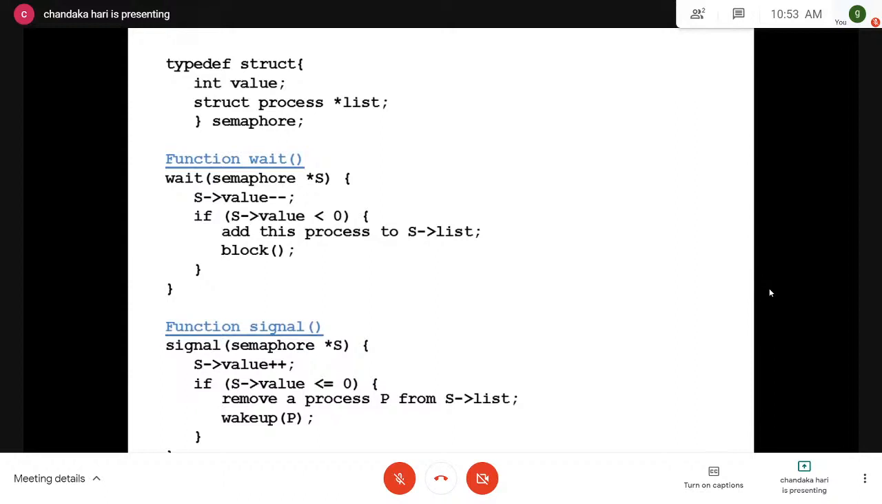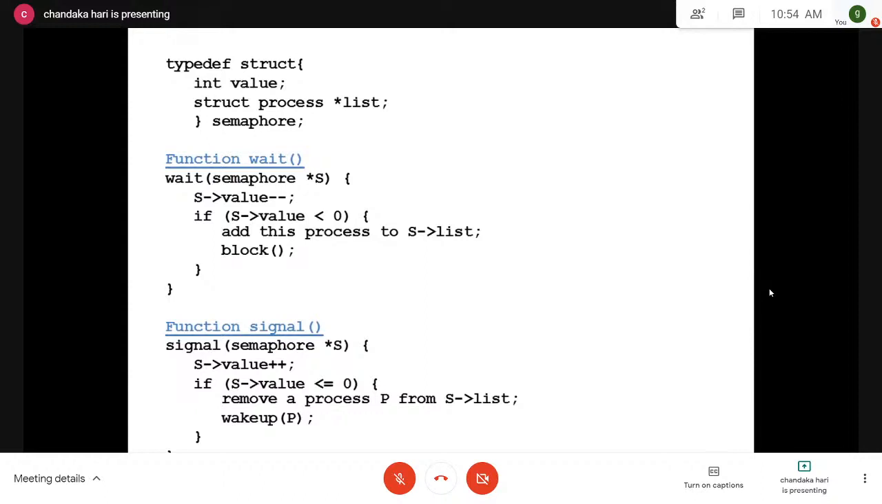Simple. Okay, initially the semaphore value is going to be 1. That implies that at the time, the semaphore is not locked by any process. So in case there are n processes running, P1, P2, and so on up to Pn, if P1 first makes a requisition for the semaphore variable, at the time the semaphore value is 1. So immediately the semaphore value is sanctioned to P1.